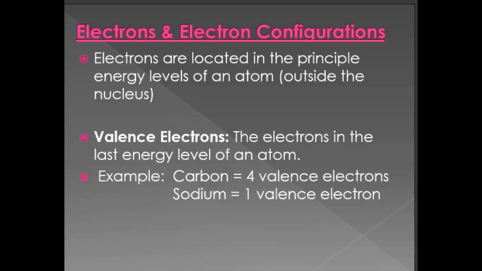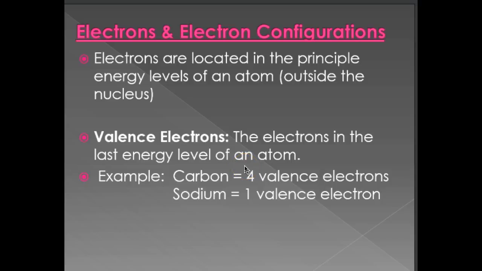In this video, we're going to talk about electrons and electron configuration. Electrons are located in the principal energy levels of the atom outside the nucleus. So we've talked about the fact that protons and neutrons are in the nucleus of the atom. Electrons are located outside. There's a special name for the electrons that are furthest away from the nucleus in the outermost ring. Those are called valence electrons. Those are the electrons in the last energy level of the atom.